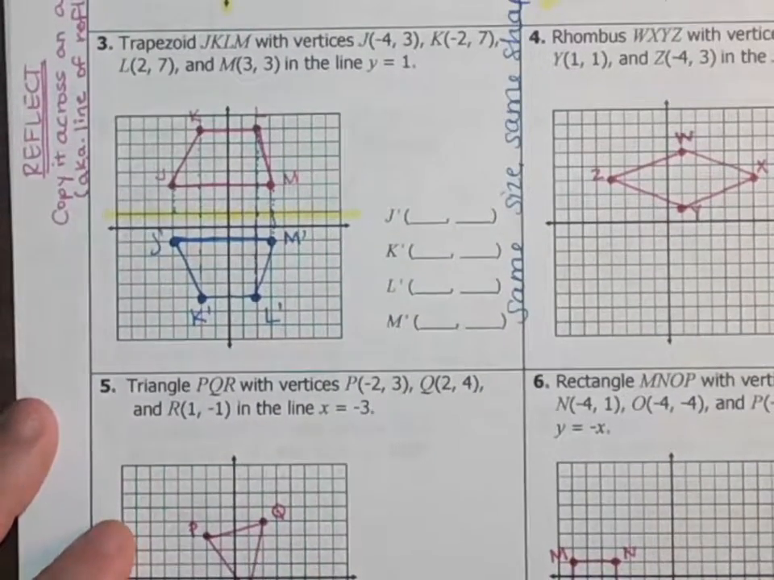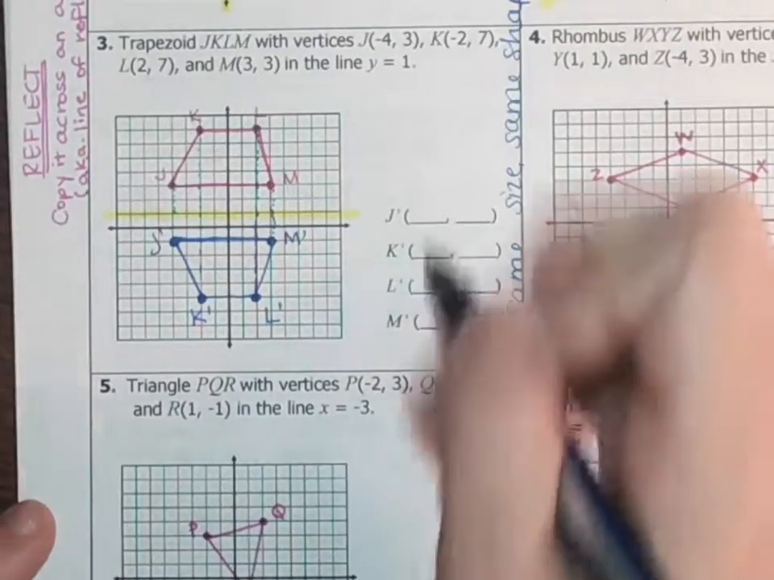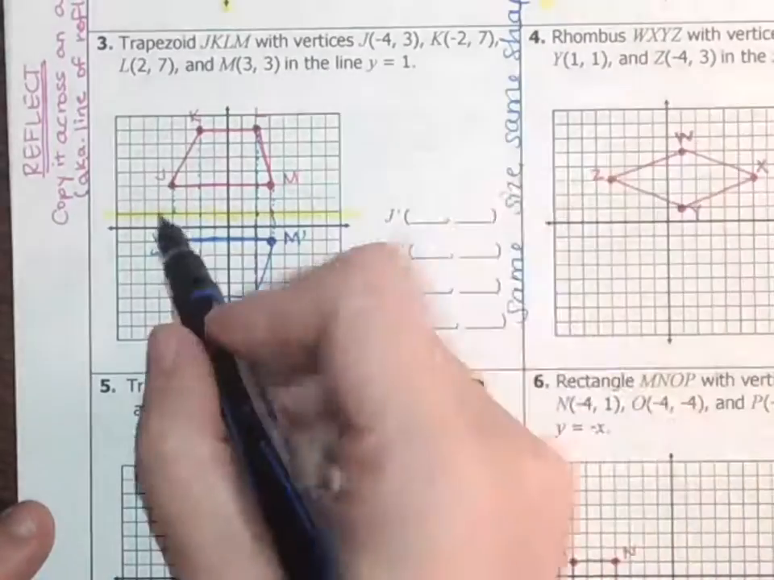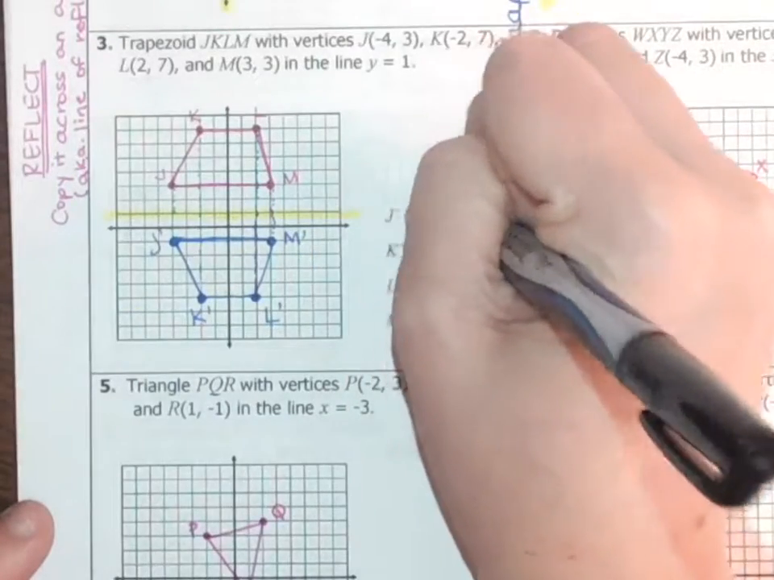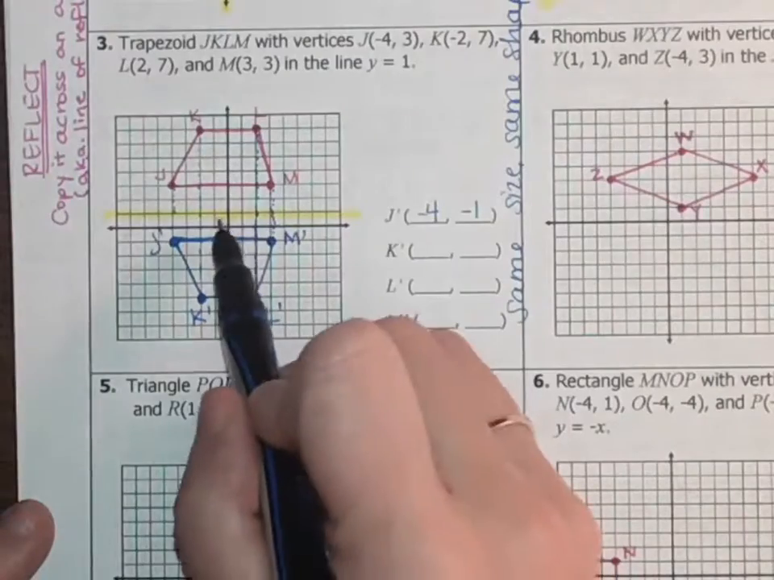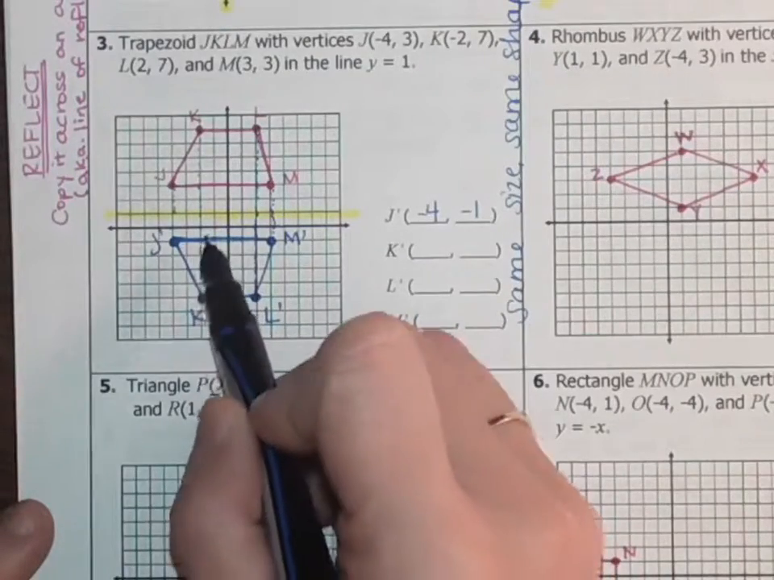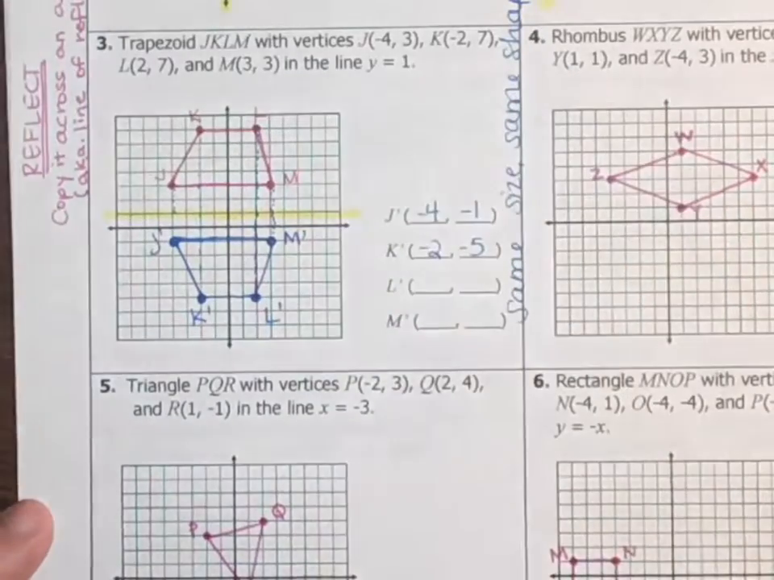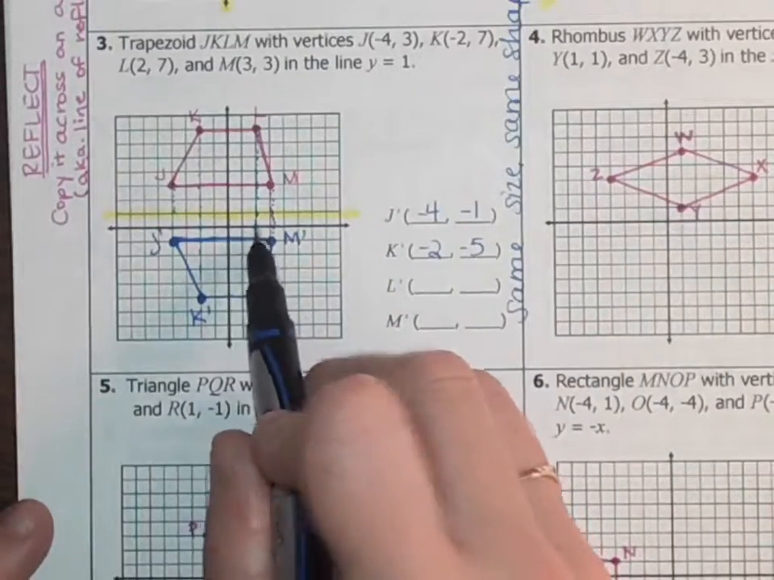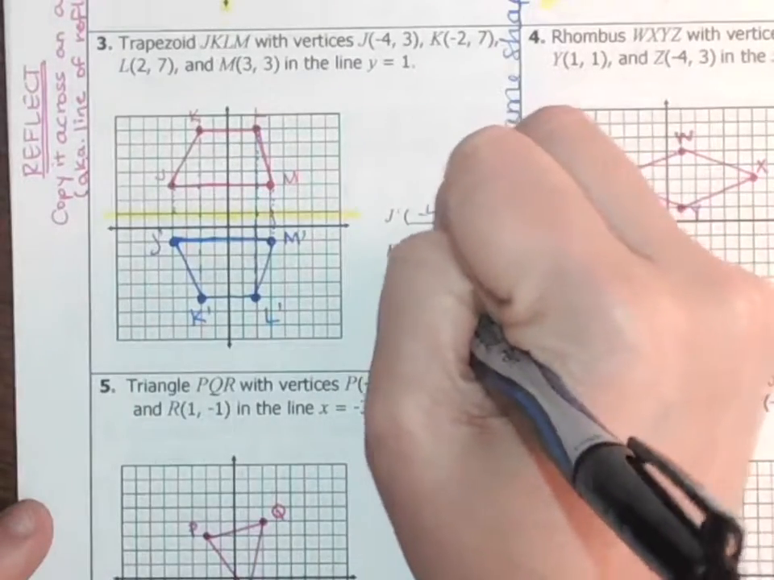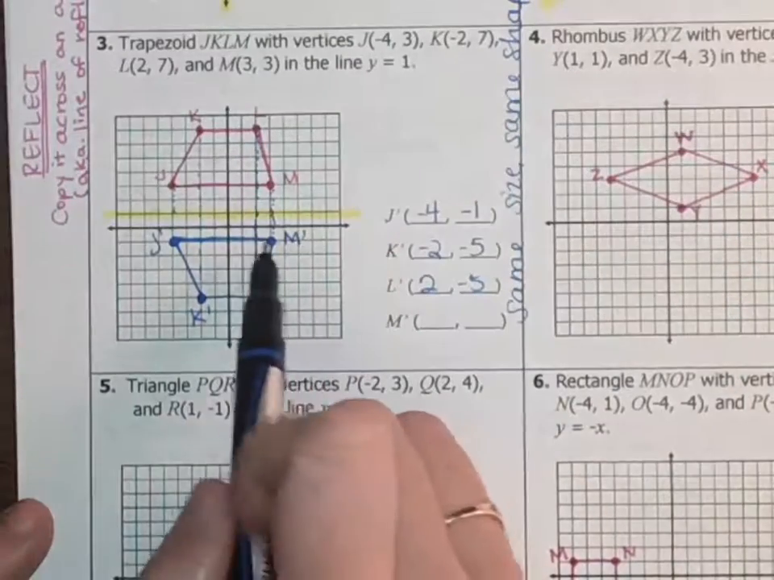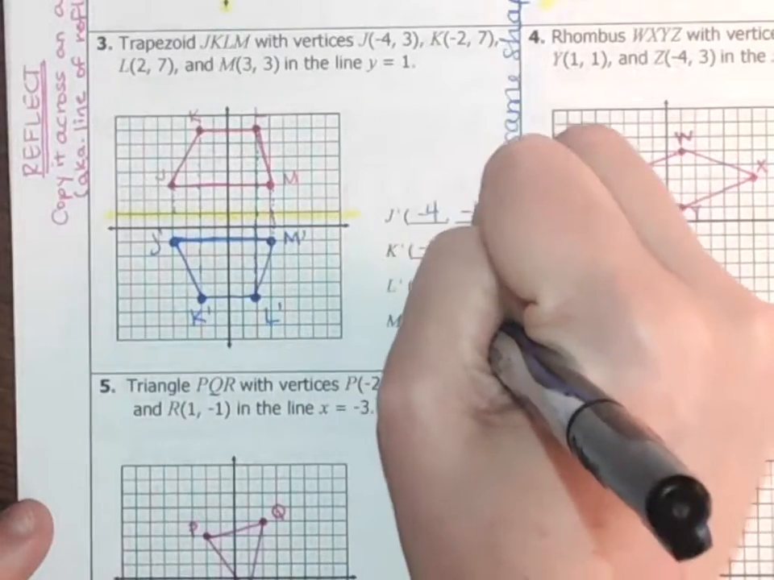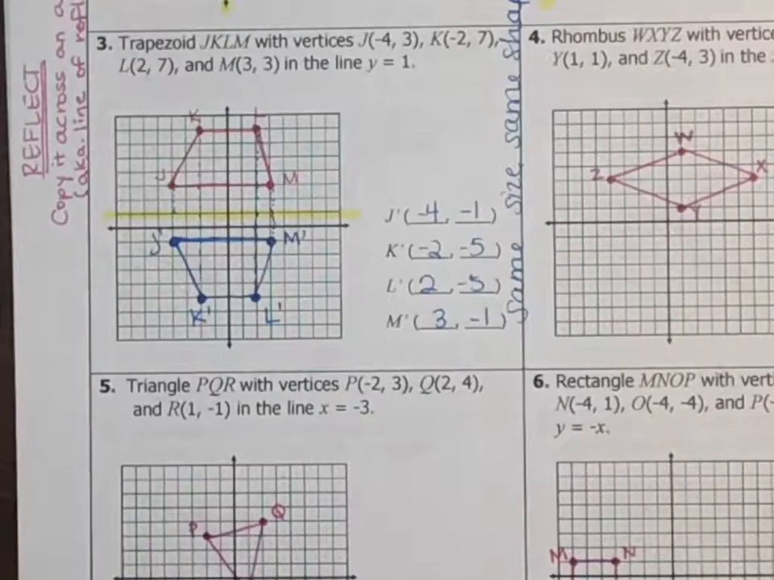All right, let's take a look at our points here. So J prime is going to be 1, 2, 3, -4, -1. K prime is going to be -2, -1, 2, 3, 4, 5. L prime is going to be +2, -5. And M prime is going to be +3, -1. All right.